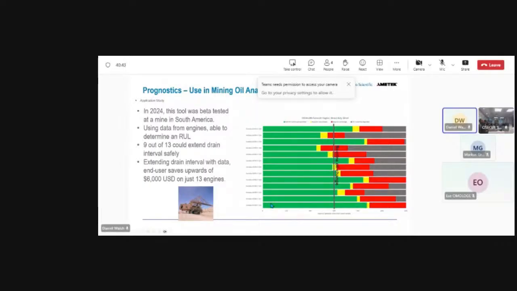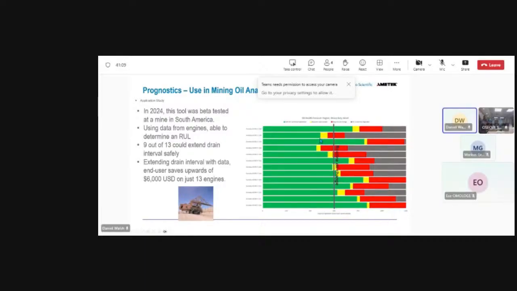Everything in green means that the oil condition is good. If it's in yellow or red, it means that the oil needs an oil change, especially if it's in red. If it's black or dark gray here, that means that the oil is already well past its alarm limits. So what we ran here was a series of studies on these engines.